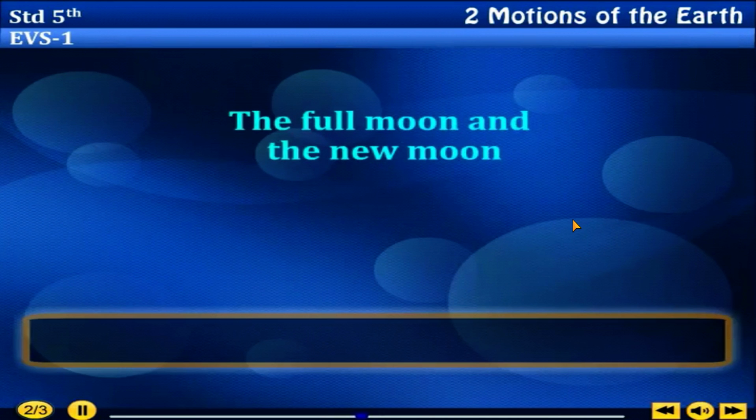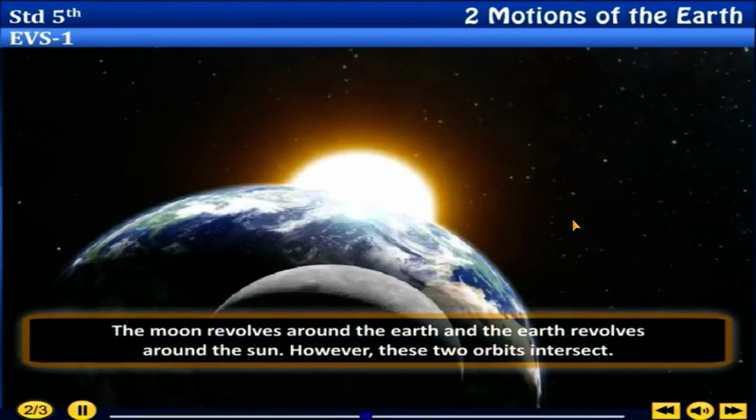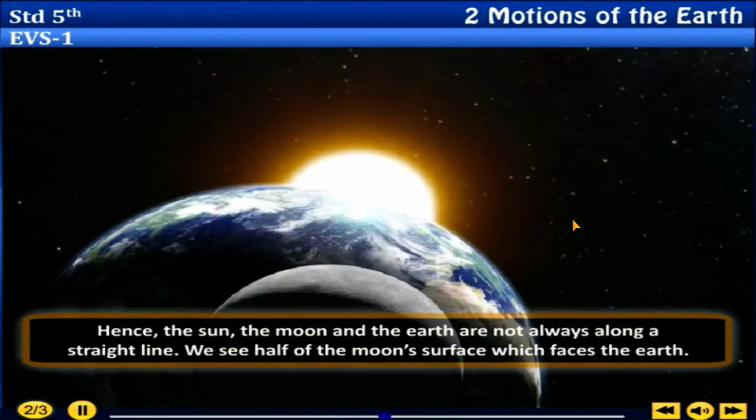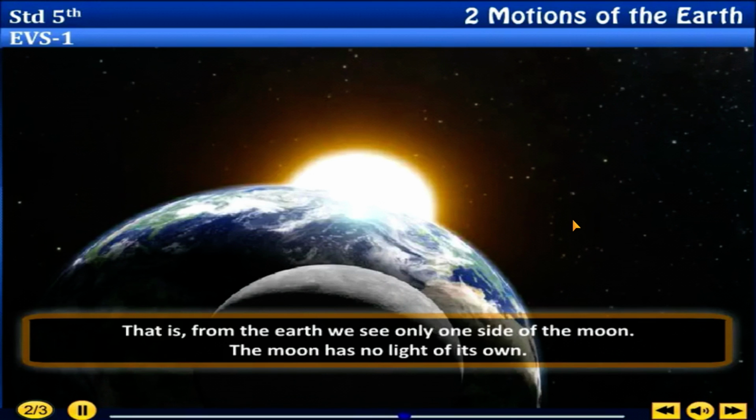The full moon and the new moon. The moon revolves around the Earth and the Earth revolves around the Sun. However, these two orbits intersect. Hence the Sun, the moon and the Earth are not always along a straight line. We see half of the moon's surface which faces the Earth. That is, from the Earth we see only one side of the moon.